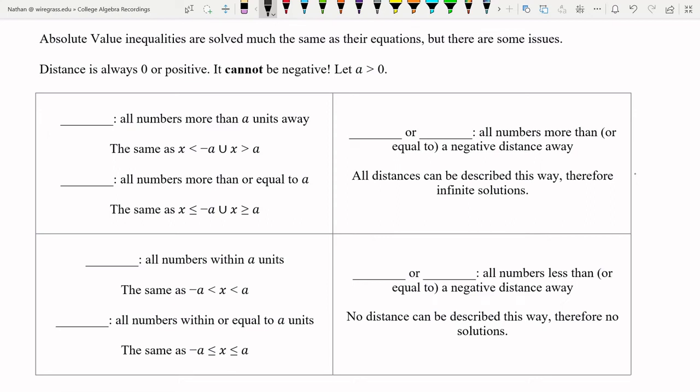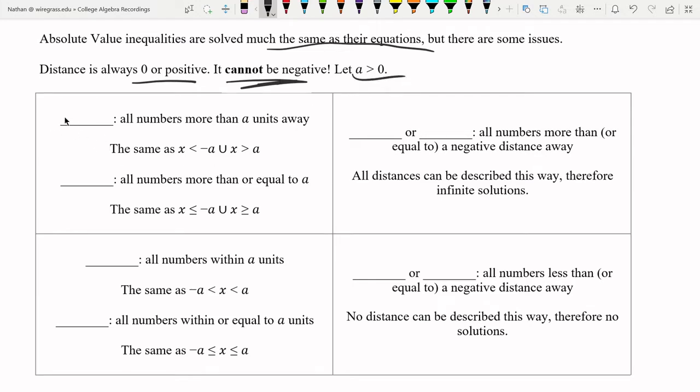Absolute value inequalities are solved pretty much the same way as their equations, but we have to keep in mind a few things because the inequality brings rise to a couple of issues. First off, distances are always zero or positive. It cannot be negative. Keep this in mind.